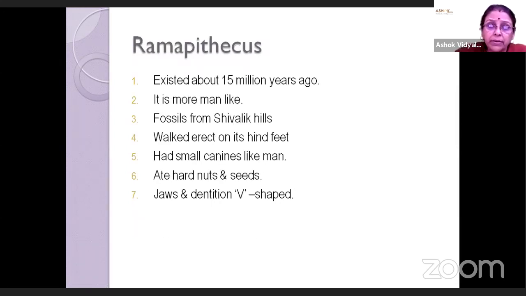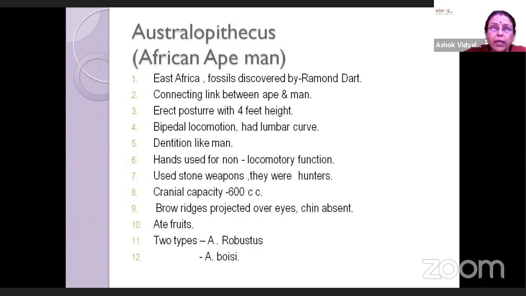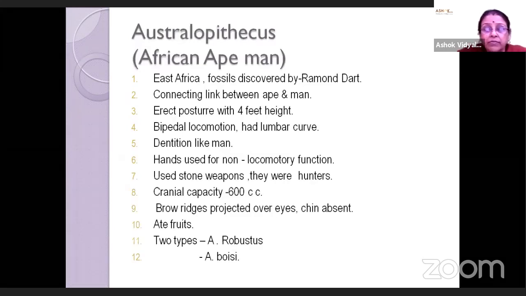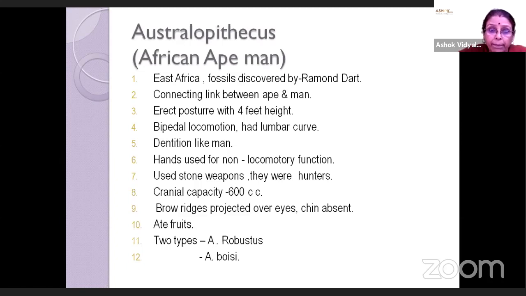Next is Ramapithecus, existed about 15 million years ago. It is more man-like. Fossils from Shivalik Hills, walked erect on its hind feet, had small canines like man, ate hard nuts and seeds. Their dentition was V-shaped. Then Australopithecus, which is also known as the African ape man.